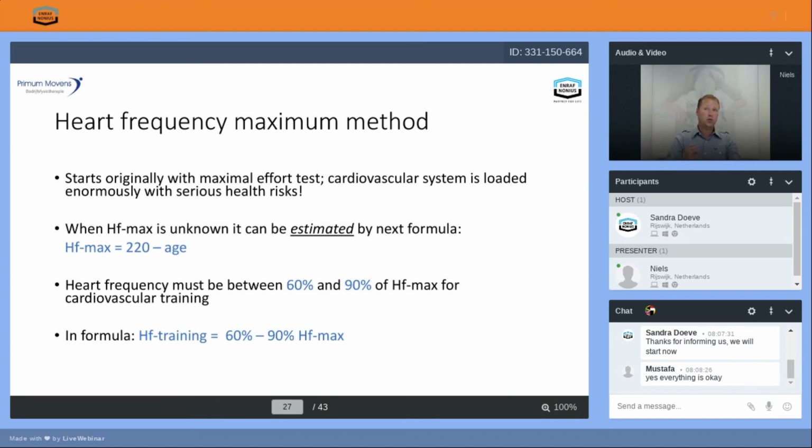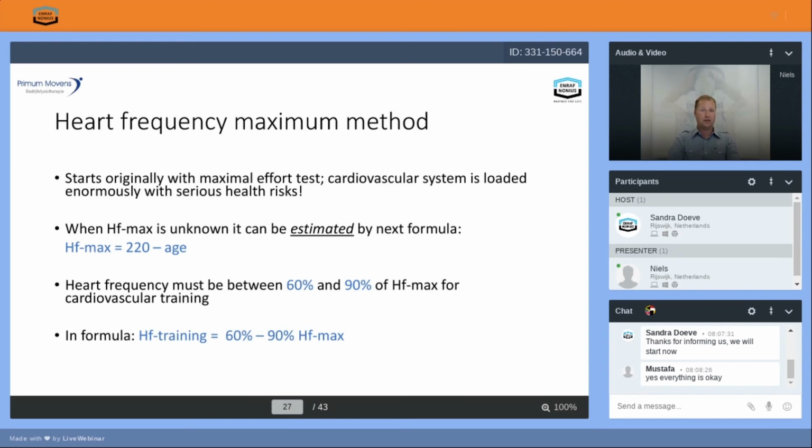So you do not want to do an original VO2 max test, because that's simply too stressful for the patient. There is another way to determine or to estimate the theoretical maximum heart rate of a patient. And that's a quick method where you can actually calculate it.